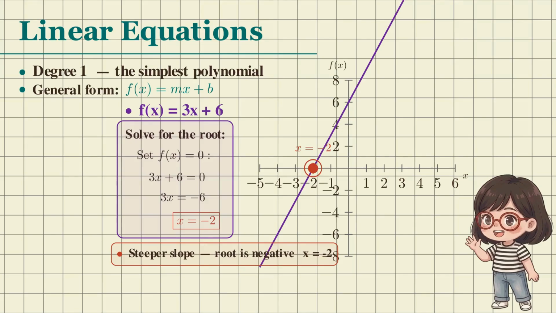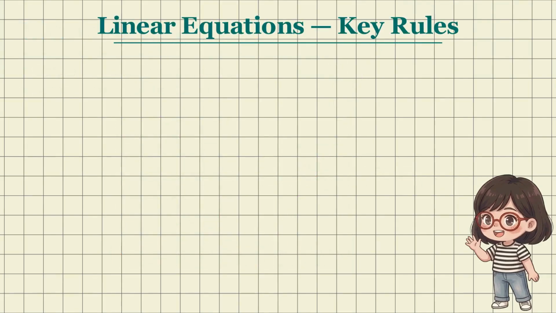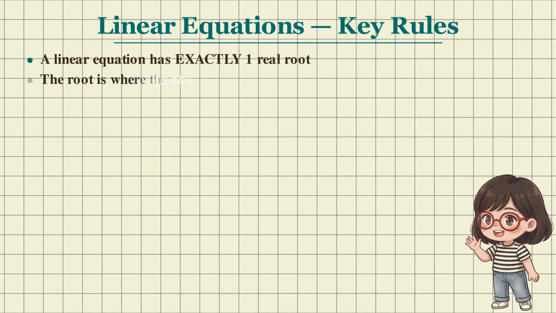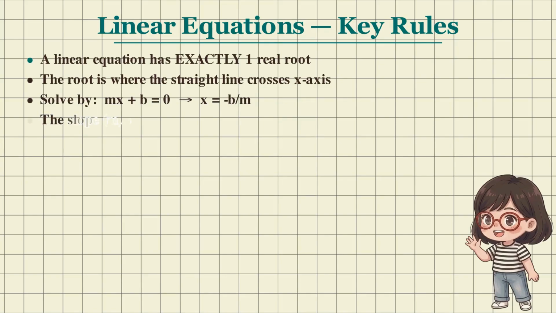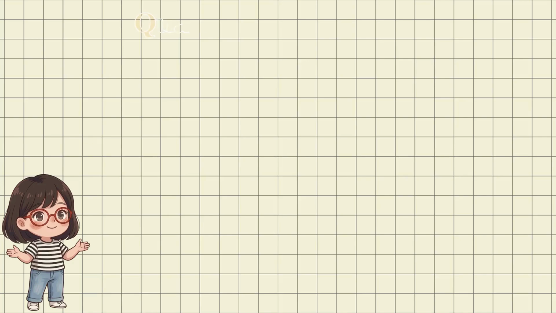Key rules for linear equations. A linear equation always has exactly one real root. No exceptions. The root is simply where the straight line crosses the x-axis. To solve, just set the equation to 0 and isolate x. X equals negative b divided by m. And here's the thing. It doesn't matter how steep or flat the line is. You will always get exactly one root. Always. All right, now things get a little more interesting.